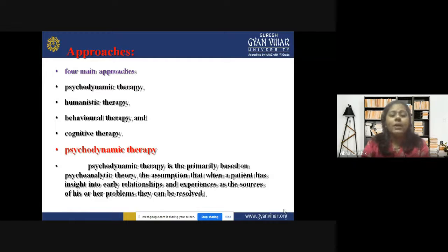Second one is humanistic therapy. Third one is behavioral therapy, and the last one is cognitive therapy. First, we are going to discuss psychodynamic therapy. Psychodynamic therapy is primarily based on psychoanalytic theory. The assumption is that when a patient has insight into early relationships and experiences as the source of his or her problem, they can be resolved.